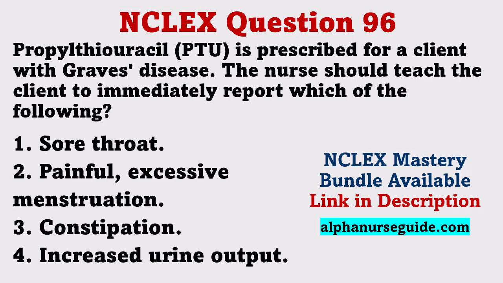Sore throat. The most serious adverse effects of PTU are leukopenia and agranulocytosis, which usually occur within the first 3 months of treatment. The client should be taught to promptly report to the healthcare provider signs and symptoms of infection, such as a sore throat and fever. Clients having a sore throat and fever should have an immediate white blood cell count and differential performed, and the drug must be withheld until the results are obtained. Painful menstruation, constipation, and increased urine output are not associated with PTU therapy.